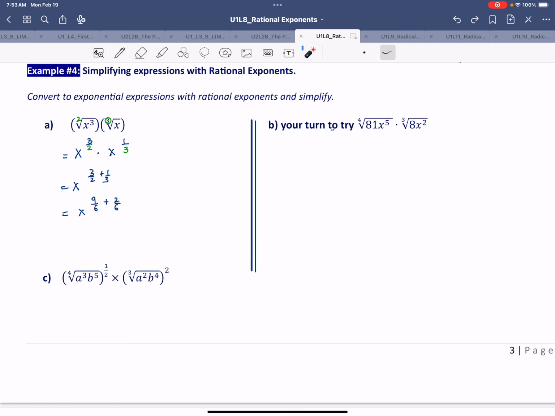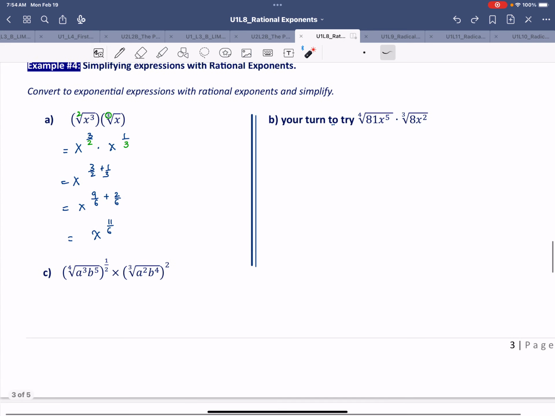Now we can add the two fractions since they have the same denominator, and that would be x to the power of 11 over 6, and that would be the answer. Next, we'll look into example B. You can try this on your own, or you can continue watching the explanations.